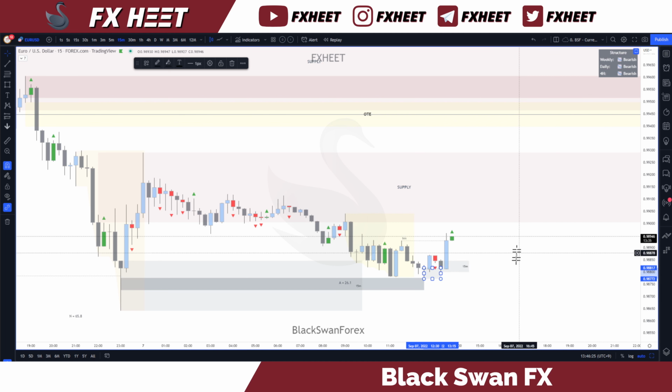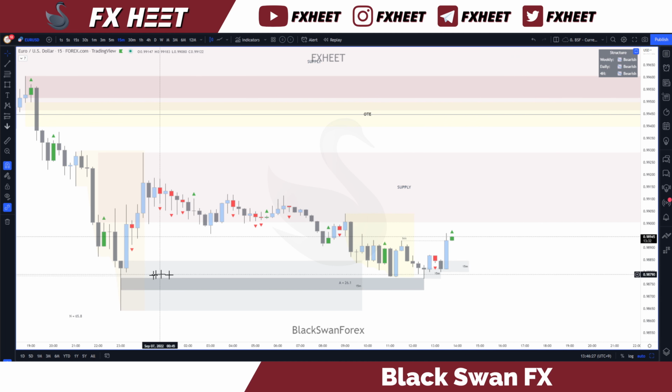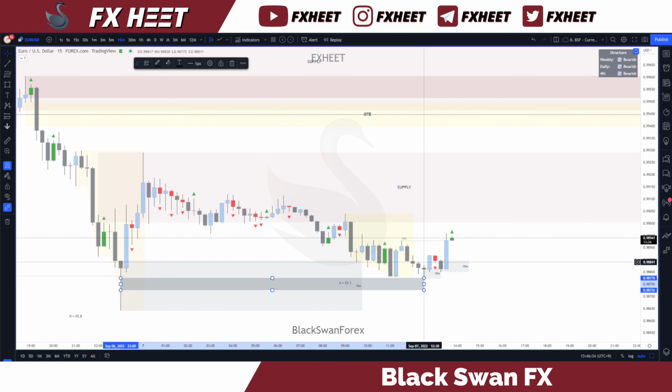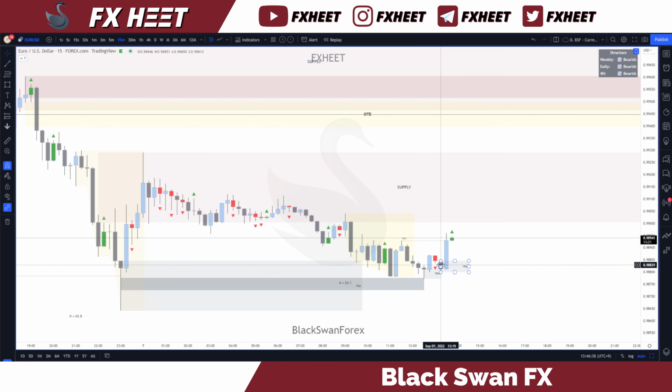So starting with the huge 15-minute demand that we have here, there was a refined 1-minute demand where price tapped into, reacted off of it, started to push away from it, came back, retested the demand, and then once again pushed away from it. So we do have a nice demand chain forming. Potentially we could get a pullback into this demand and take the price up from there.